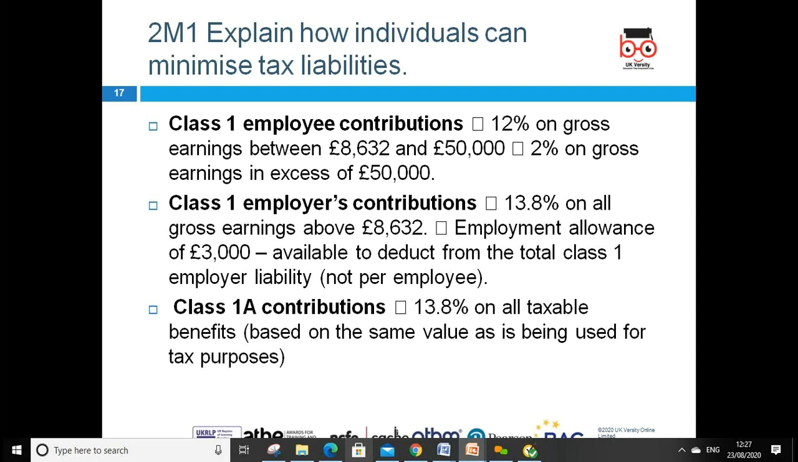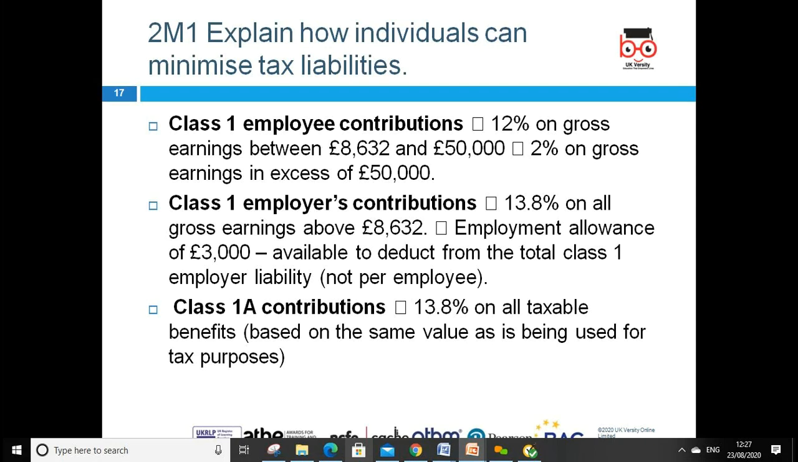Okay, then the class 1 employer contribution. Employer is 13.8% on all the gross earnings above the threshold. So anything you're earning more than 8,632, the employer needs to pay 13.8%. The employer allowance of 3,000 is available, deducted from the total class 1 employer liability, not per employee, but in total.